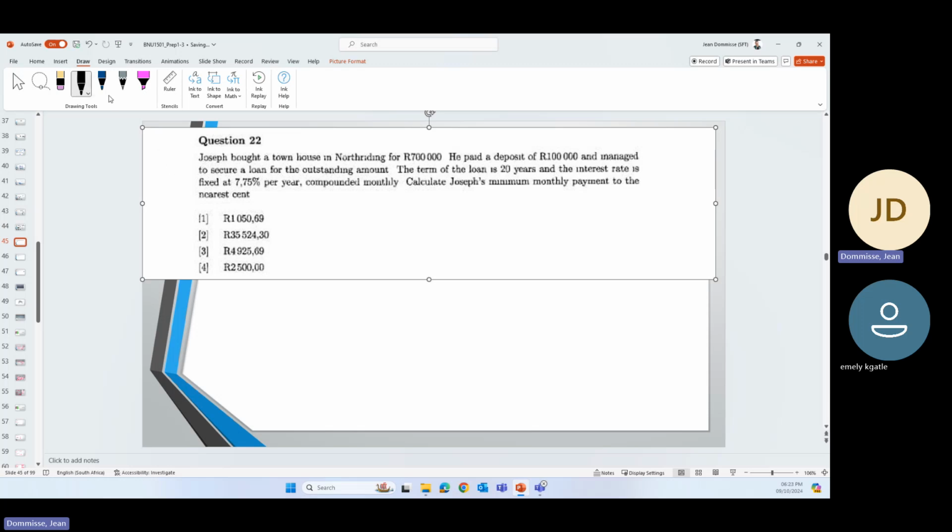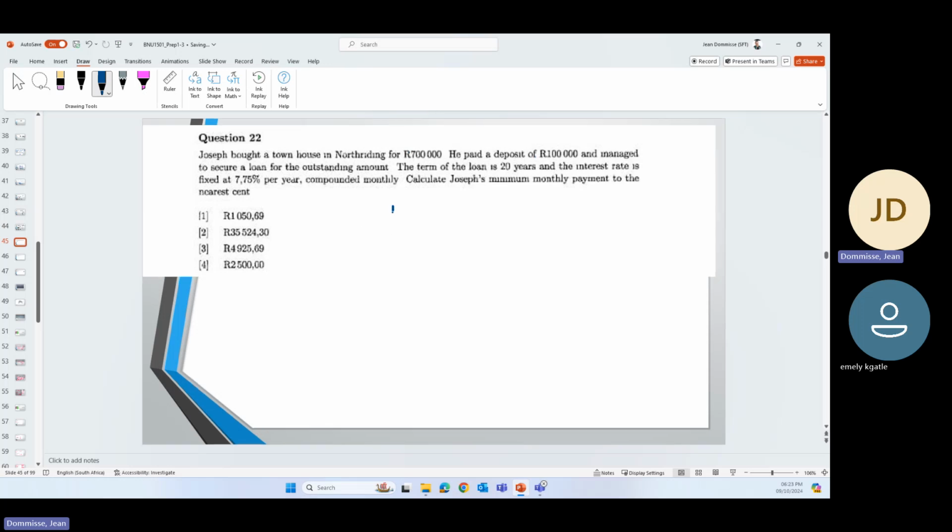So let's see what is in this question. Joseph bought a townhouse in North Riding for 700,000. Okay, this was a few years ago. He paid a deposit of 100,000. So we know 700 minus the deposit, he's looking for a loan of 600,000. So that is his present value at the moment.